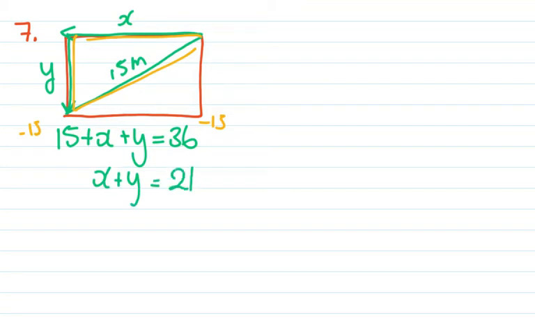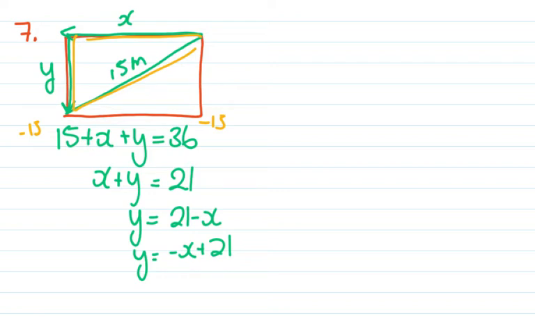And then I can get y by itself on one side by doing y equals 21 minus x, or rearranging to be negative x plus 21, and now it looks more like it's in standard form. Okay, so that's one part of this question.